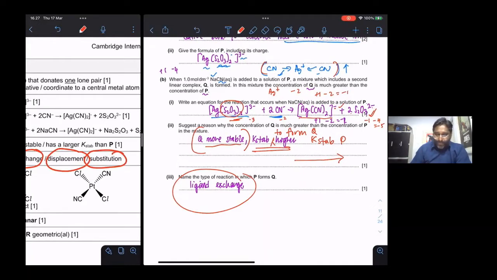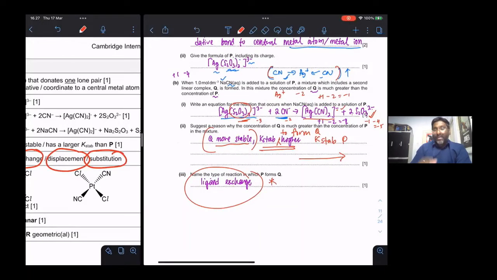But do remember, last time we also learned about this. If it is forming a precipitate, then the name should be precipitation reaction. If it is forming salt and water, then the name should be acid-base reaction. But only when you don't have any other option, like in this case, where there's nothing else you can use, then you use the term ligand exchange. Please take note of that.